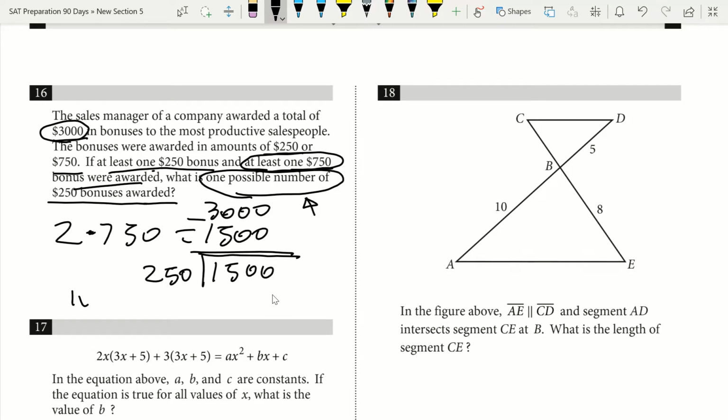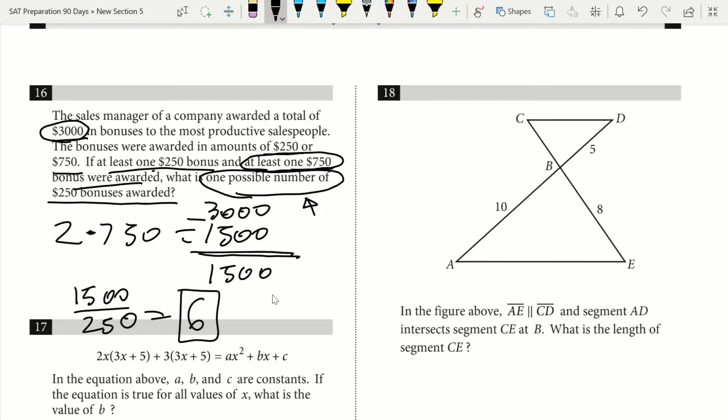So now we have 1,500 divided by 250, right? So 1,500 over 250, and when we do that, we're going to get 6. So 6 is one possible answer choice. Another possible answer choice is 3. We would get 3 if we were to have 3 of these $750 bonuses, then we'd only have 3 of the $250 ones. If we had only one $750 bonus, then we would have 9 $250 bonuses. So all of those are acceptable answer choices.